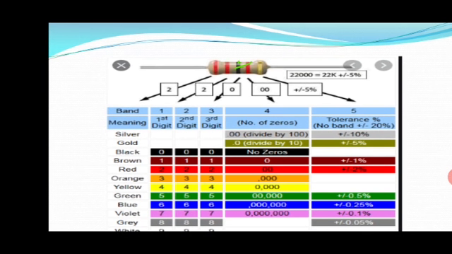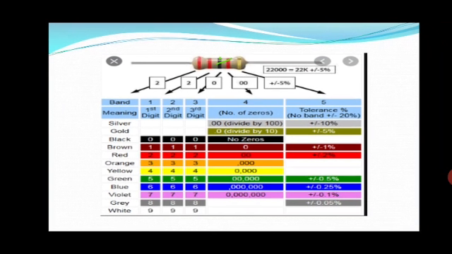Gold. Means what is the value of the resistor? It can be calculated as 22 ohm. Then how much tolerance is given here? Plus or minus 5% tolerance is acceptable. Hope you understood this one. This is how the process works. There is a procedure for calculation of a resistance.